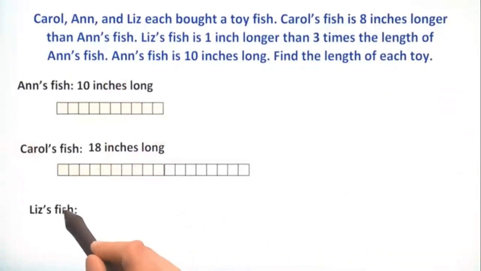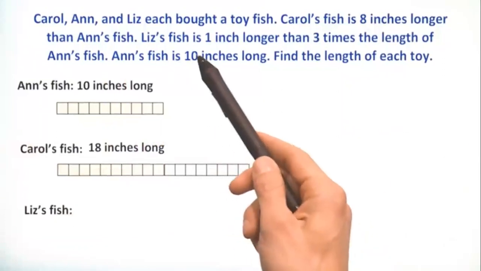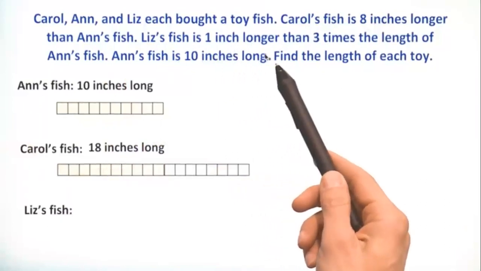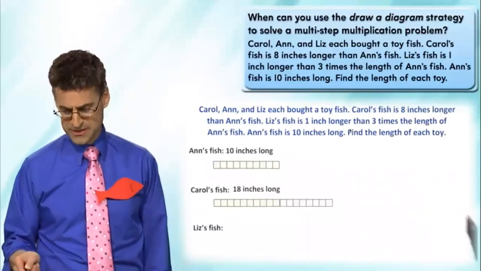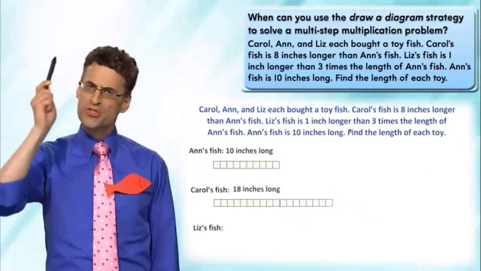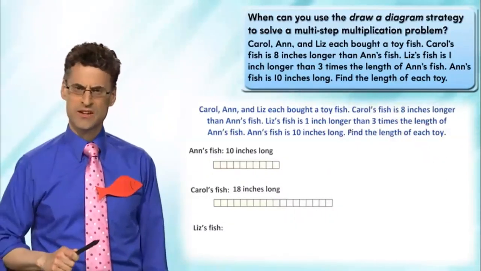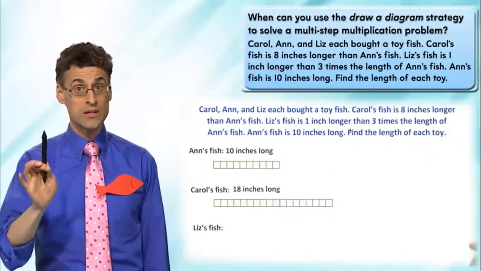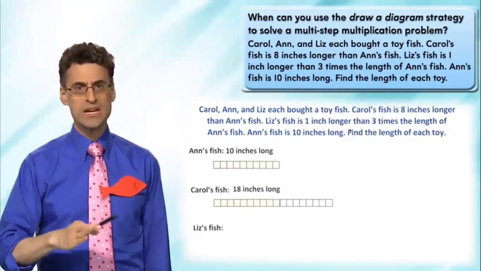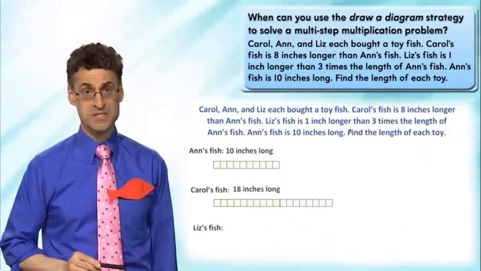Liz is last. But her fish is going to be mighty, because we know that Liz's fish is 1 inch longer than 3 times the length of Ann's fish. 3 times the length of Ann's fish. That is a clue that we need to multiply. 3 times this length, or 3 times 10.